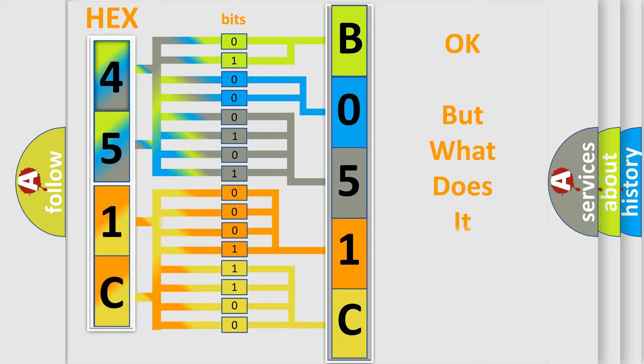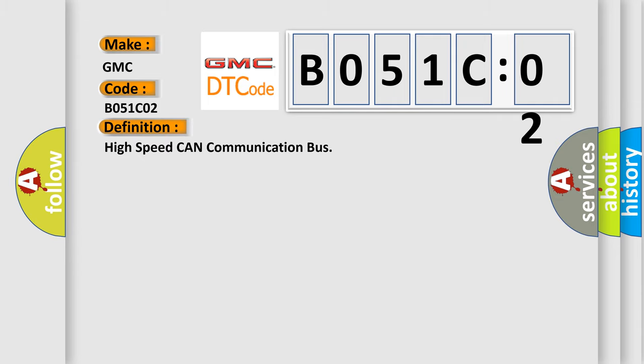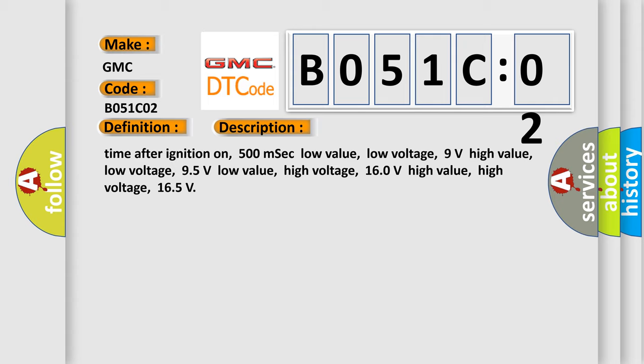The number itself does not make sense to us if we cannot assign information to what it actually expresses. So, what does the diagnostic trouble code B051C-02 mean specifically for GMC car manufacturers? The basic definition is high-speed CAN communication bus. And now this is a short description of this DTC code.